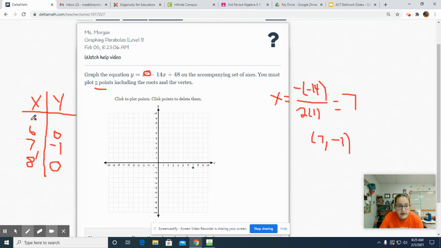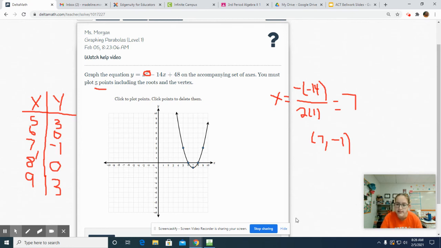So I'm going to check 5 and I'm going to check 9. So I'm going to plug in 5. I'm going to have 5 squared minus 14 times 5 plus 48 is going to give me 3. So if this is 3, that means the 9 is also going to be 3 due to that axis of symmetry. So then I'm going to go over here and plot my points. So I'm going to have 6, 0. I'm going to have 8, 0. I'm going to have 5, 3. I'm going to have 9, 3.